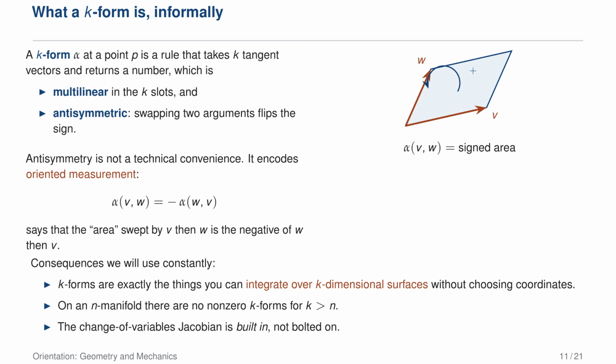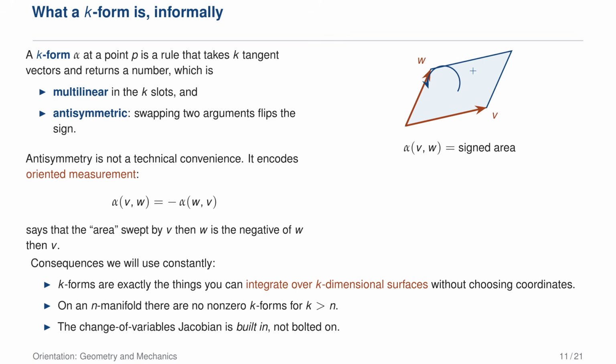So what is a K-form informally? A K-form at a point is a rule that takes K tangent vectors and returns a number. It is multilinear in all K slots, and it is antisymmetric, meaning that if you swap 2 of the arguments, the sign flips. That antisymmetry is not a technical convenience. It encodes oriented measurement. Write down that alpha of v comma w equals minus alpha of w comma v. What that says is this. Sweep out an area by going along v and then along w. Now sweep it the other way, along w and then along v. The 2 answers differ by a sign.